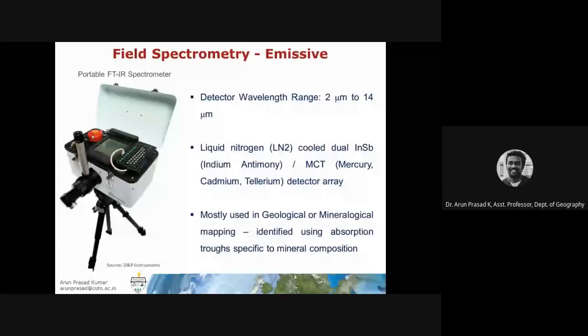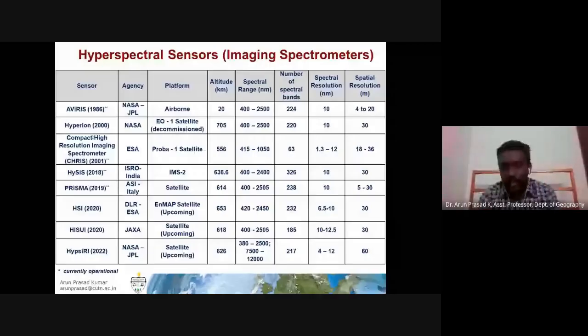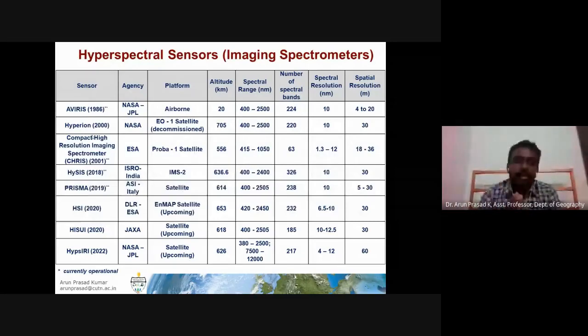So what different sensors are available? As I told, the hyperspectral sensors are also called imaging spectrometers. We have both airborne sensors as well as spaceborne sensors. AVIRIS is the Airborne Visible Infrared Imaging Spectrometer, operational since 1986. It is a product of NASA and JPL, the Jet Propulsion Laboratory, and it is basically an airborne sensor.